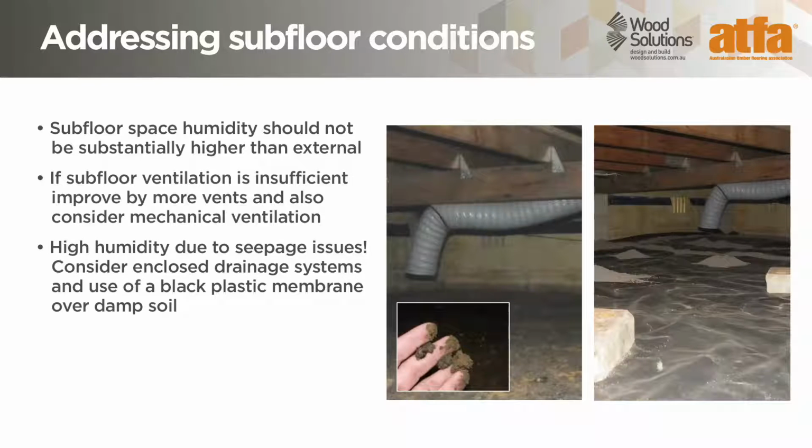And with high humidity due to seepage issues, consider enclosed drainage systems and use of black plastic membrane over damp, but not wet soil. The before and after shots here show a subfloor space where the ground level is below the external ground level. As a consequence, the soil beneath the dwelling remained very damp and sticky for much of the year. The owner had installed a mechanical ventilation system, but initially had not addressed the damp soil.